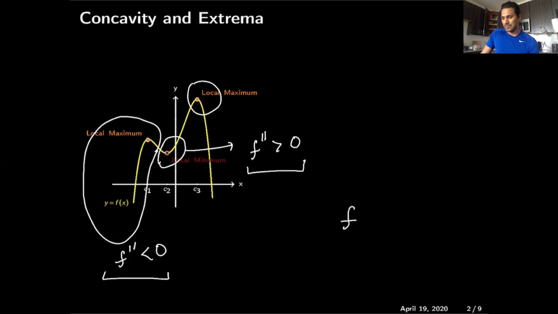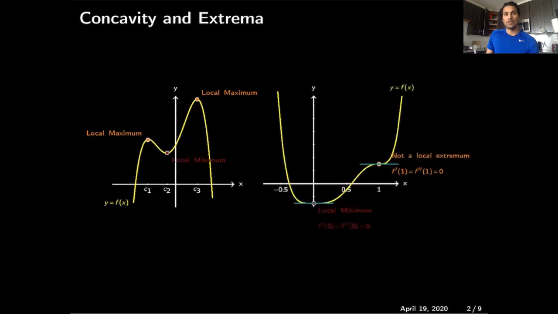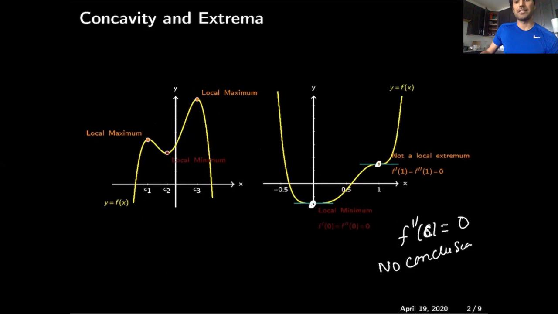But what happens if the second derivative of the function is 0? We can see this in this graph. Here the second derivative of the function is 0 and we still have a local minimum. And here the second derivative of the function is 0, but we do not have any extrema, neither local max nor local min. So if the second derivative of the function is 0, no conclusion can be drawn.